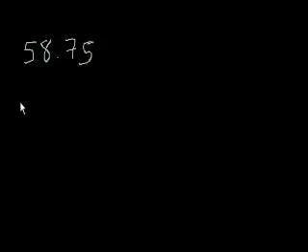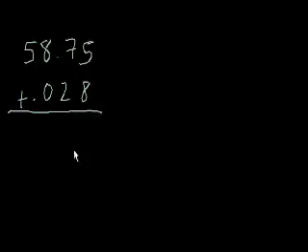58.75 plus 0.028. Now, if you saw a problem like this written in this format, your temptation might be to immediately start adding. Add the 5 to the 8, the 7 to 2, the 8 to 0, and then just bring down the 5 or something of that nature. And you would be wrong. And I think you realize why you'd be wrong, because you forgot the first step.